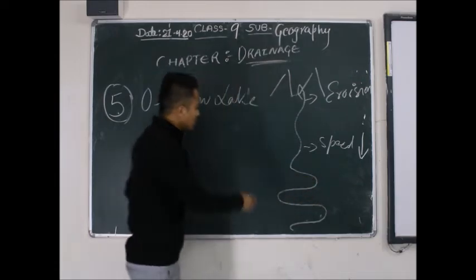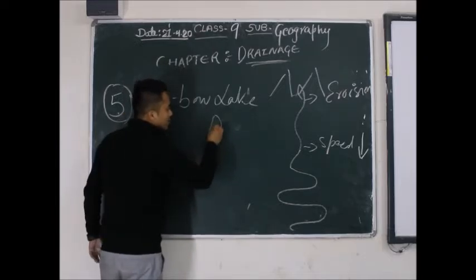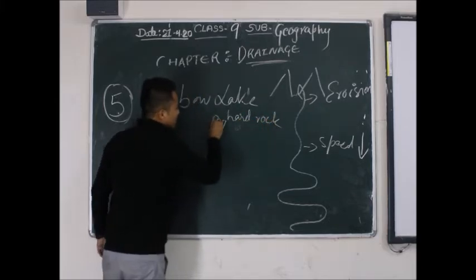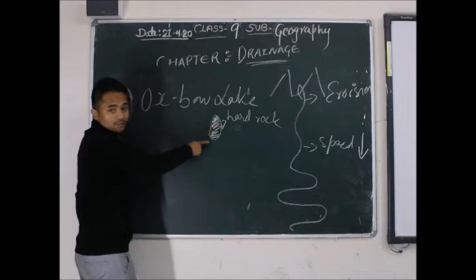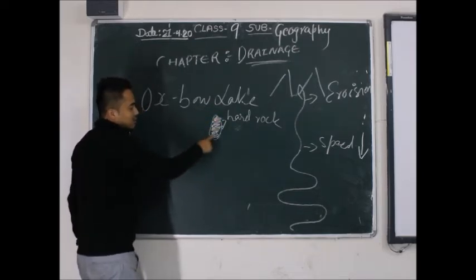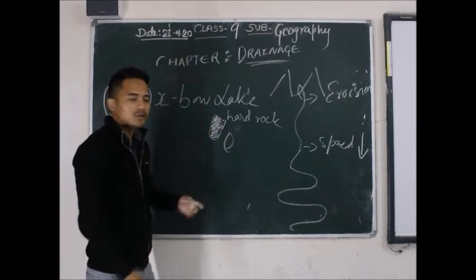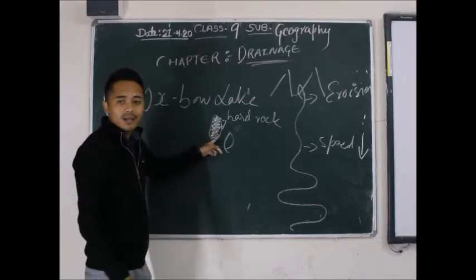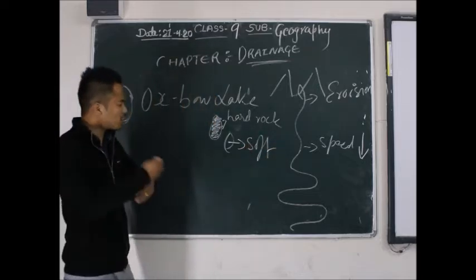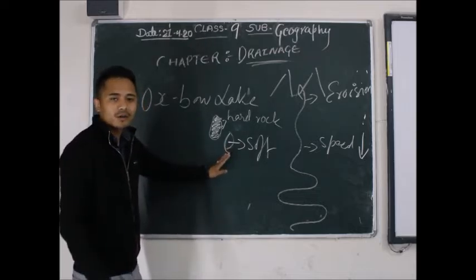Okay, let me remind you one thing. In every landmass there is hard rock. Consider this as hard rock. The area where I have drawn this kind of scratch is hard rock, and this is the soft rock. And this hard rock is very hard for the rivers to erode. Why? Because it is hard. Likewise, the soft rocks are easily broken up by the rivers, due to the force of the river.